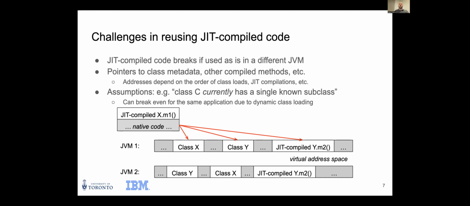And the compiler also makes assumptions about class hierarchies. For example, class C, currently at the time of the compilation, has a single known subclass. That's why we can devirtualize all the calls that have it as a target. And this assumption can break even in the same application later on because of dynamic class loading.